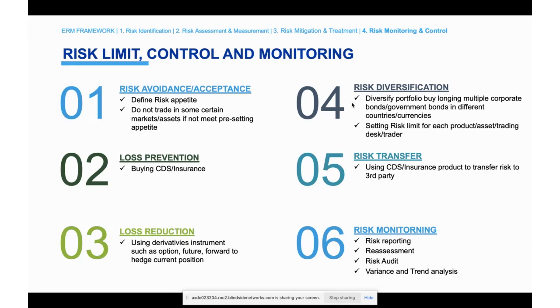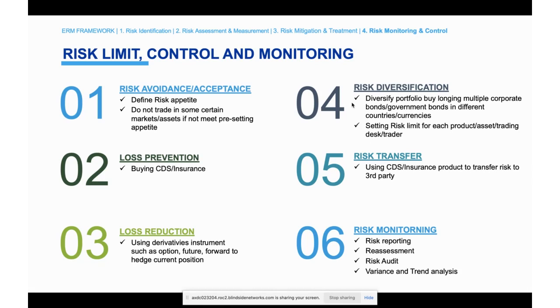The second is loss prevention. As we said, loss prevention can be hedged using the CDS or the insurance. By using that instrument, you transfer your risk to another party. The loss reduction is when you try to limit your loss by using some derivative product like options, which I have mentioned before.